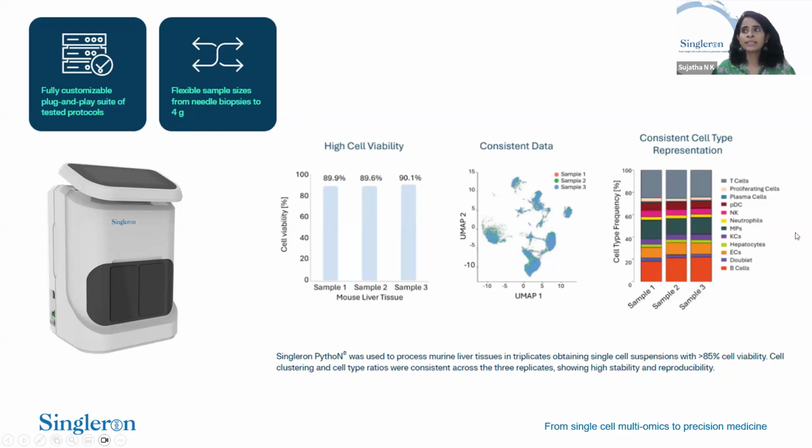Just showcasing some data, the three main things to keep in mind. Of course, you want high cell viability at the end of your dissociation, as you see here. Your data also needs to be consistent, so the transcriptome shouldn't get impacted every time you try to dissociate it. So data to show that it's consistent. And finally, your method should yield cell type representation that's consistent. And here you can see that you pick up the same cell types across the 3 samples.